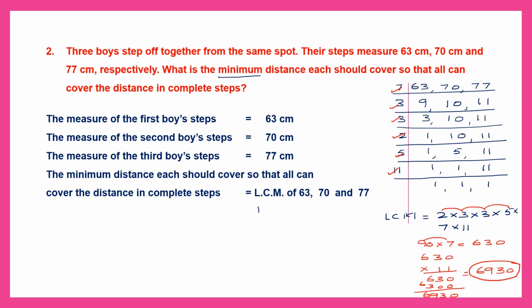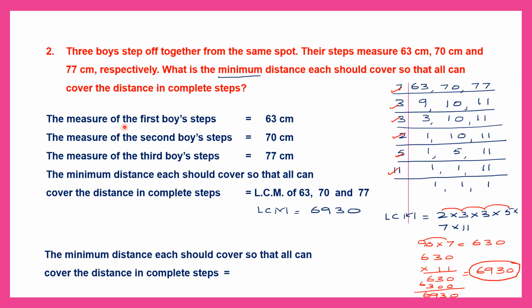So we found the LCM. LCM is equal to 6,930. Now what is the LCM? LCM is the minimum distance each boy should cover so that all can cover the distance in complete steps. So this is the number of steps or the minimum distance. So let's write out our answer. The minimum distance each should cover so that all can cover the distance in complete steps will be this one. Let's write it down. That is 6,930 centimeters. The unit is centimeters. So this is our final answer.